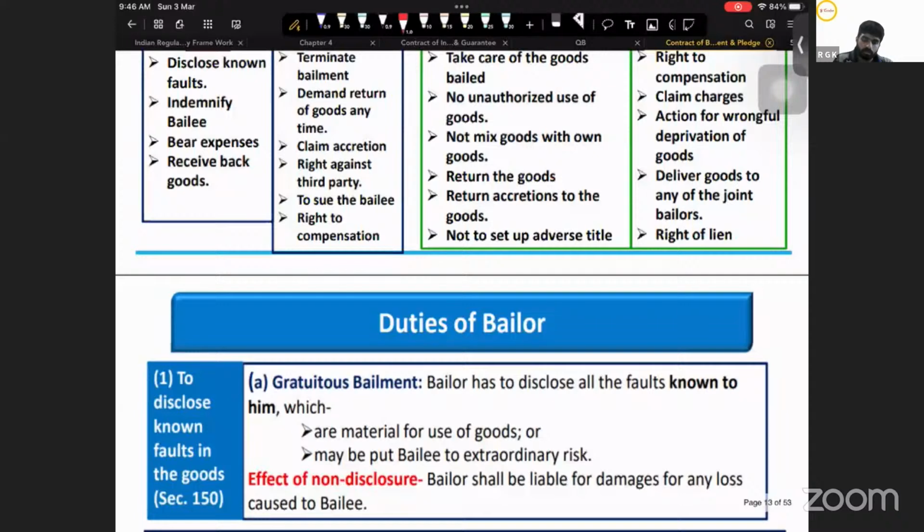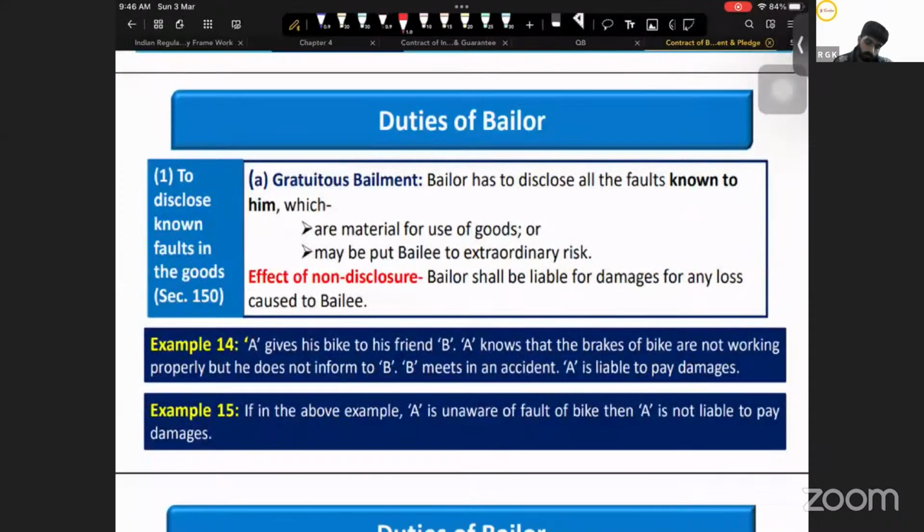Duties of bailer. To disclose known facts, known faults in the goods. So now we discuss this under two headings. One in case of gratuitous payment, another one in case of non-gratuitous payment.